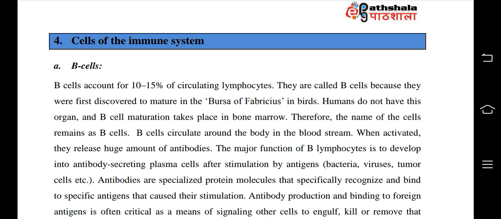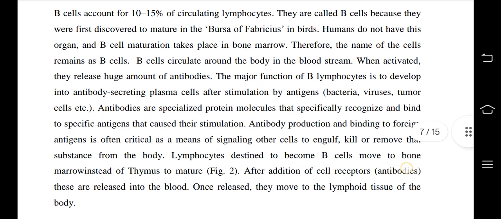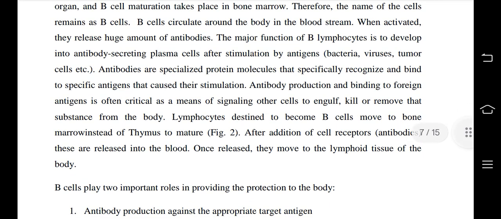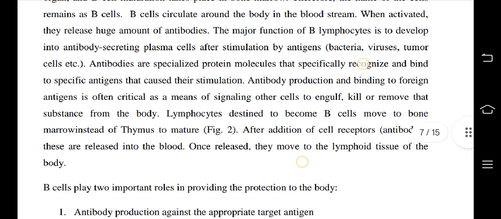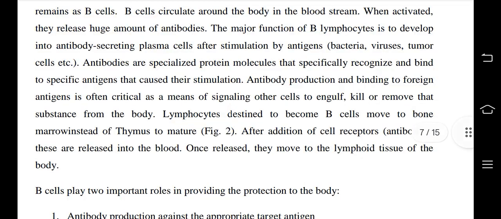When activated, they release a huge amount of antibodies. The major function of B lymphocytes is to develop into antibody-secreting plasma cells after stimulation by antigens like bacteria, viruses, tumor cells, etc. Antibodies are specialized protein molecules that specifically recognize and bind to the specific antigens that caused their stimulation. Antibody production and binding to foreign antigens is often critical as a means of signaling other cells to engulf, kill, or remove that substance from the body.